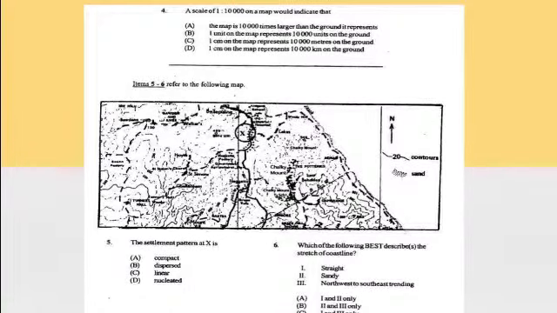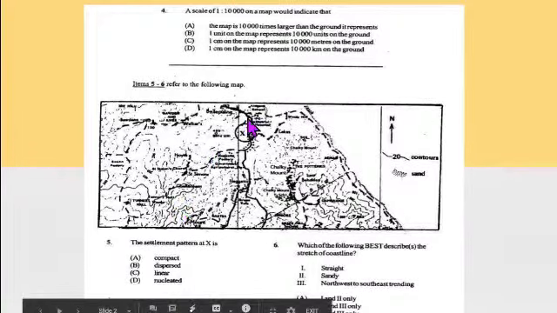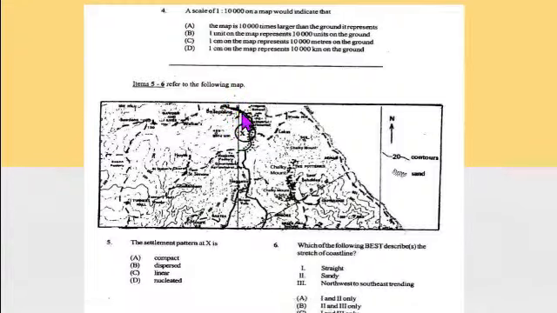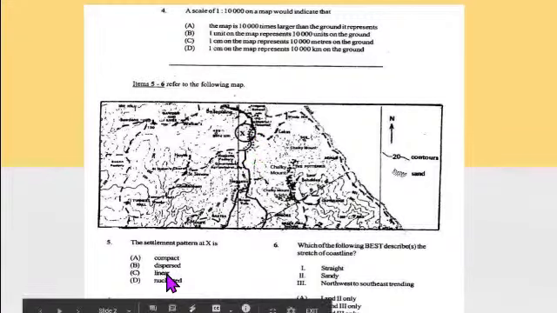For the next one, the settlement pattern at X. So we are seeing X right here. If you notice, you can see this stretch here, which looks like a roadway. And you are seeing settlement on both sides, these little dots here are representing settlement right on both sides, and the road is running through the middle. So it is suggesting that it is a linear settlement.